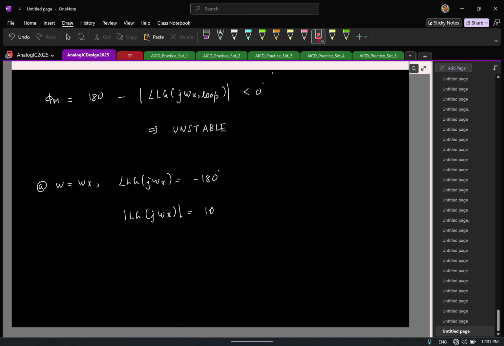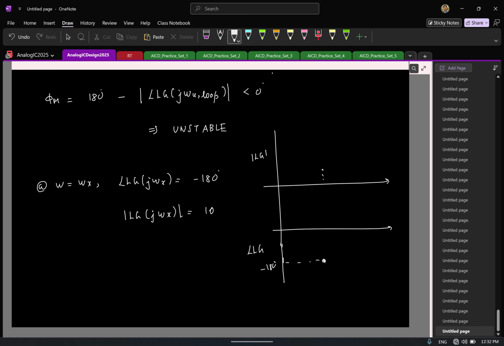Phase. Remember what we have to check for stability: at the unity loop gain frequency, what is the phase? That's what we are supposed to find. What is the information given to you? Let us say this is the magnitude, this is phase. The information given to you is that at some frequency the phase is 180, and the gain there is, let us say, 10. Now as you increase frequency, it is safe to assume that the gain drops. I have to check the phase at this point.